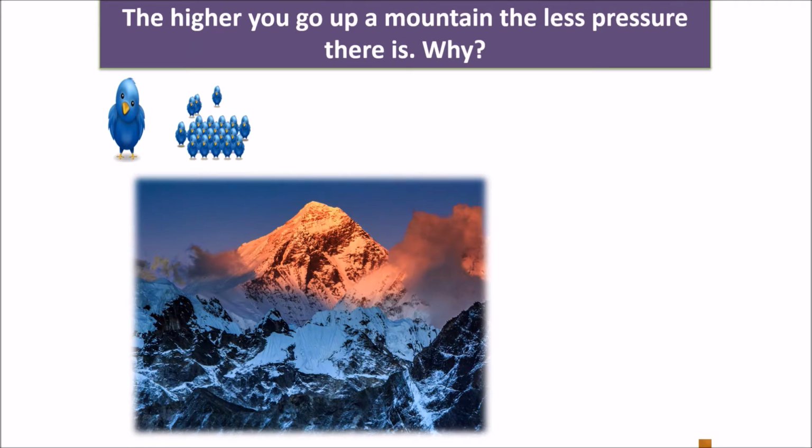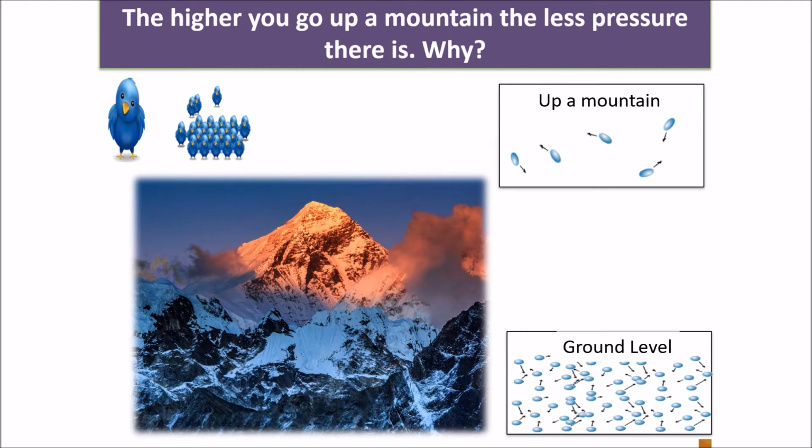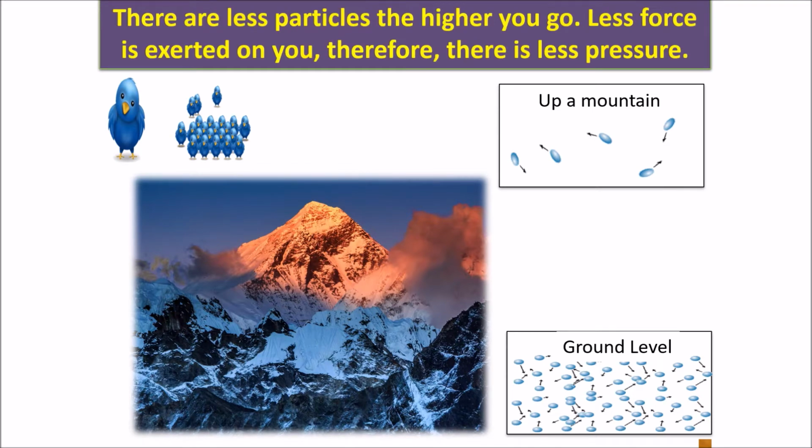The higher you go up a mountain, the less pressure there is. Why? If you look at the picture, up a mountain, you've got fewer gas molecules or air particles. There are less air particles the higher you go, less force is exerted on you. Therefore, there is less pressure. So that means that the air particles are putting less force on you.